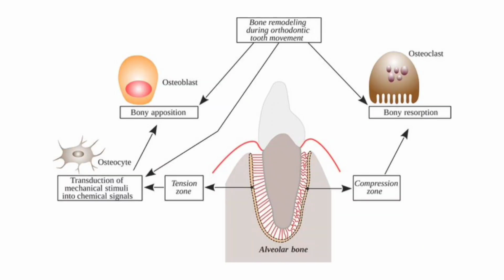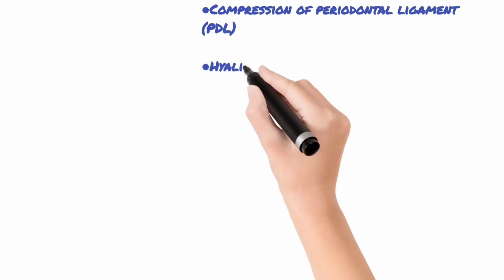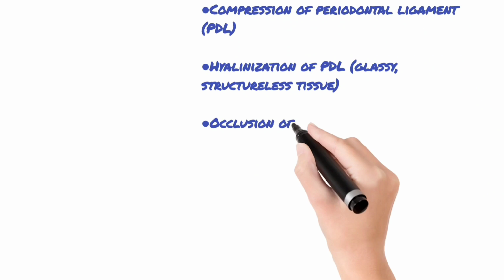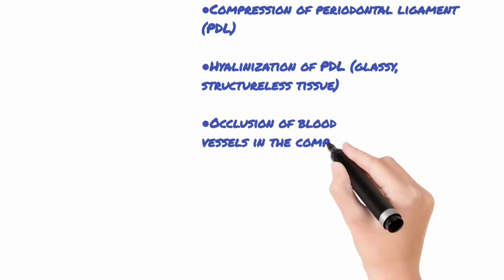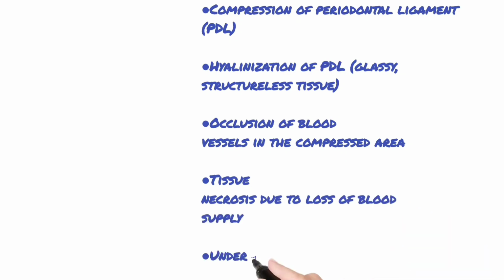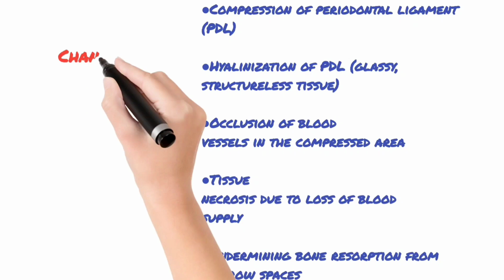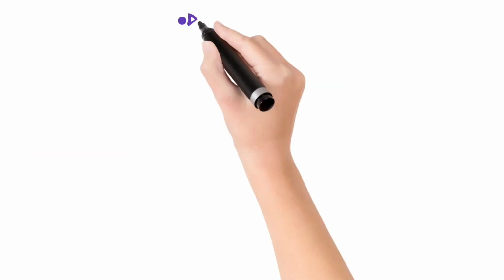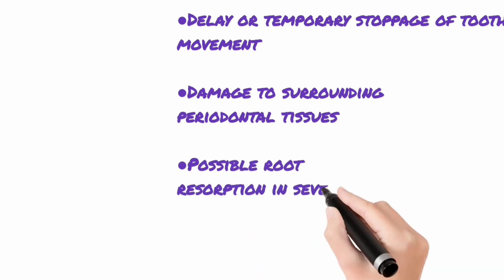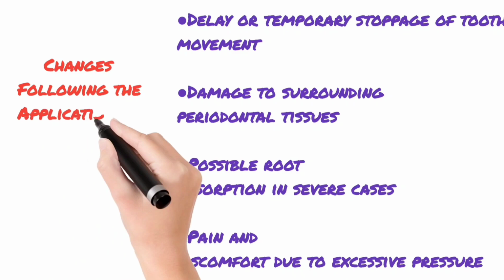Tissue changes following the application of excess force during tooth movement: compression of periodontal ligament, PDL. Hyalinization of PDL, glassy, structureless tissue. Occlusion of blood vessels in the compressed area. Tissue necrosis due to loss of blood supply. Undermining bone resorption from marrow spaces. Delay or temporary stoppage of tooth movement. Damage to surrounding periodontal tissues. Possible root resorption in severe cases. Pain and discomfort due to excessive pressure.